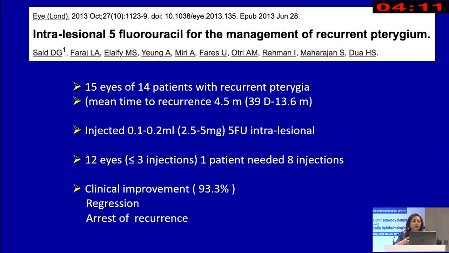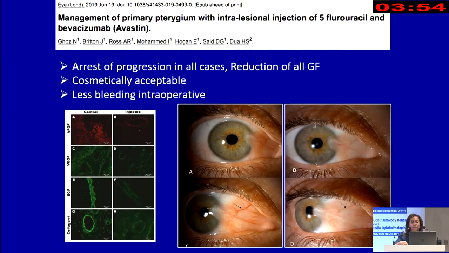Since then, we've done quite a few patients, published, and since this publication, more patients have been done. We rarely have to operate on recurrent pterygium now if it's our own patients, because we recognize conjunctival recurrence early, and we start injecting them with 5-FU with excellent results.